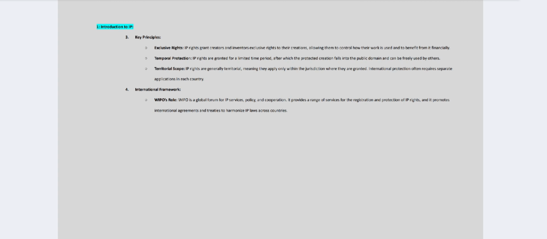Key principle: exclusive right. IP rights grant creators and inventors exclusive rights to their creations, allowing them to control how their work is used and to benefit from it financially. Temporal protection: IP rights are granted for a limited time period. Territorial scope: IP rights are generally territorial.